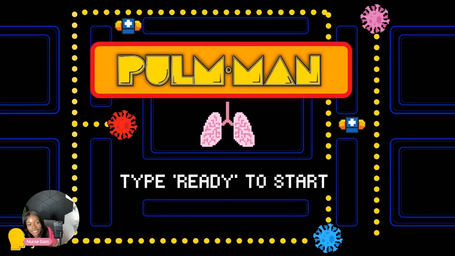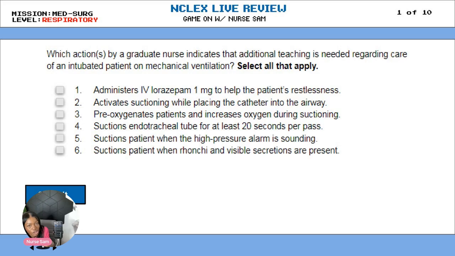All right, let's go ahead and get into our next question. And this was Pac-Man. Again, this is pulmonary. Remember, I am creative and I love to gamify everything and make it interesting and fun for better and longer retention. Remember, this is NCLEX Arcade. So, of course, pulmonary couldn't just be pulmonary. It had to be arcade related. Pac-Man. Duh.